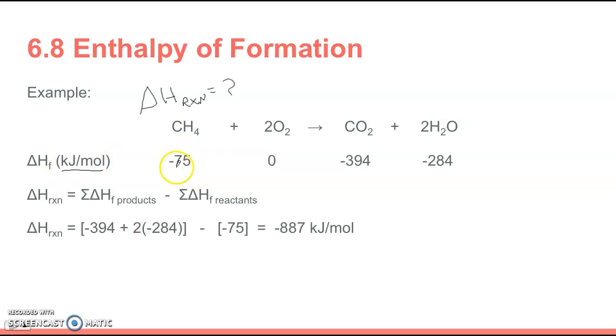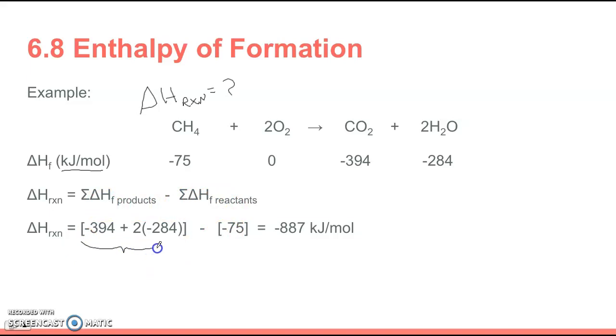So it would be -75 for methane. O2 is an element, so that's going to be 0. CO2 -394, and water would be -284. So then you put those into this equation right here. So the sum of the products minus the sum of the reactants.